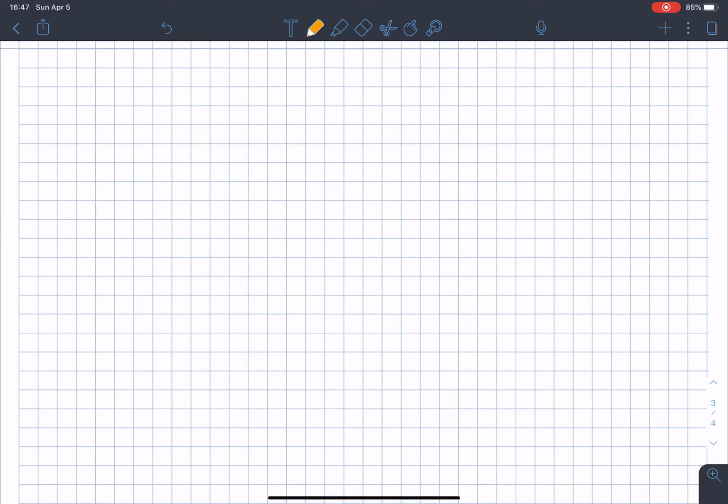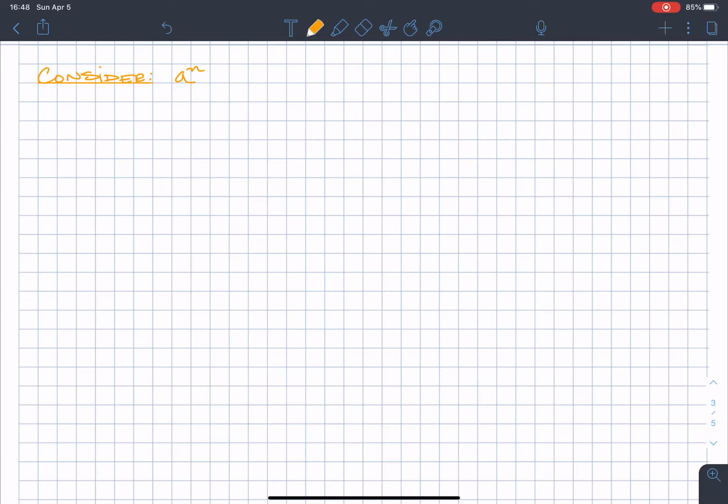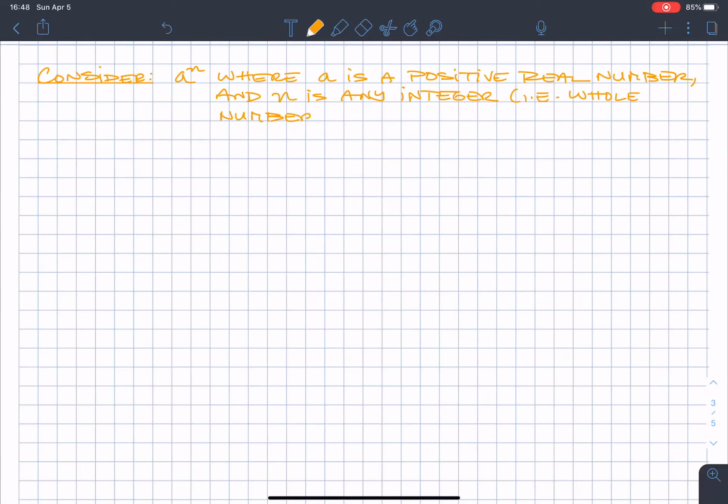Okay, so continuing with section 6.1, let's consider a raised to the nth power, where a is a positive real number and n is any integer, i.e. whole number, negative or positive.